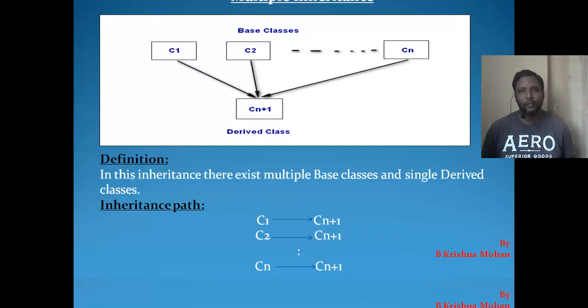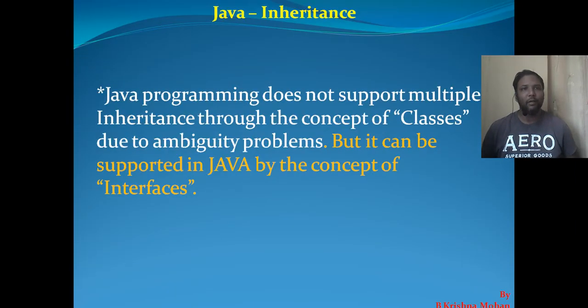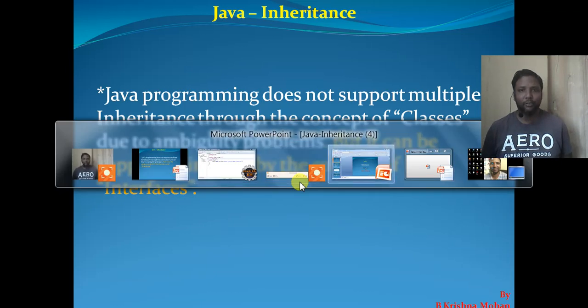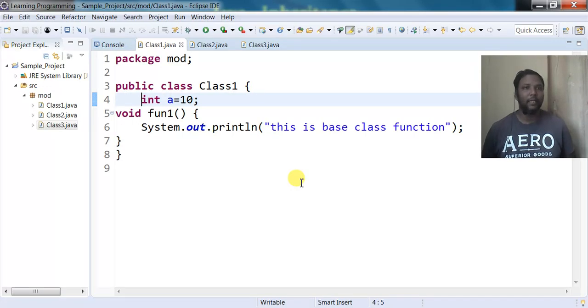The same thing is told here. Java programming does not support multiple inheritance through the concept of classes due to the ambiguity problem. But it can be supported in Java by the concept of interfaces. With respect to classes, multiple inheritance is not supported by Java, but in the case of interfaces, it is supported. Today we are learning with respect to class only. So we'll see that through the coding here.